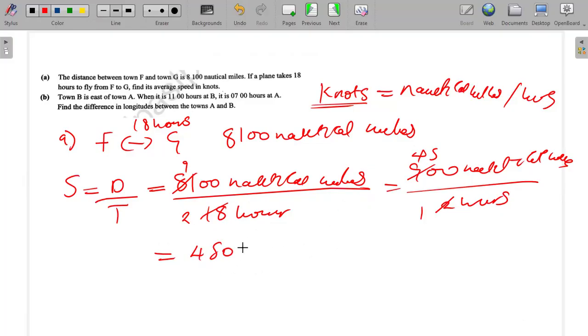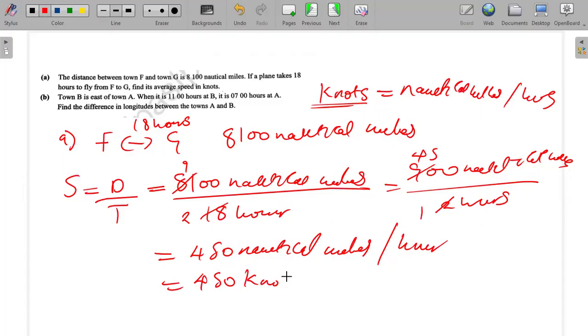Okay, so we are having nautical miles per hour, isn't it? We are dividing, so we have per hour. And nautical miles per hour are the same as knots. So the speed that you are getting here is 450 knots. You end there. Okay, so that's how you answer such a question. So you get 450 knots there.